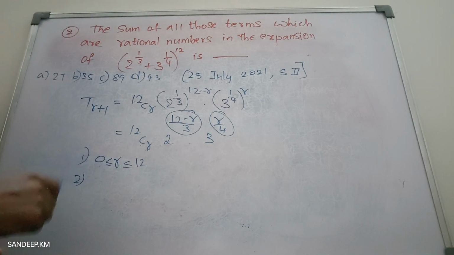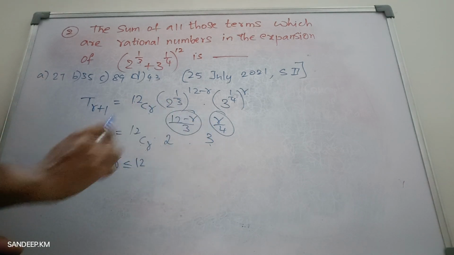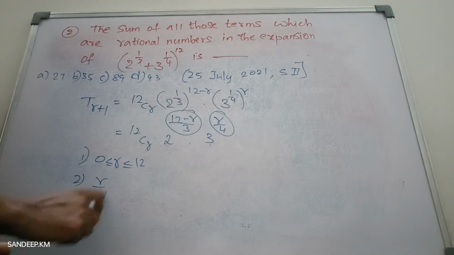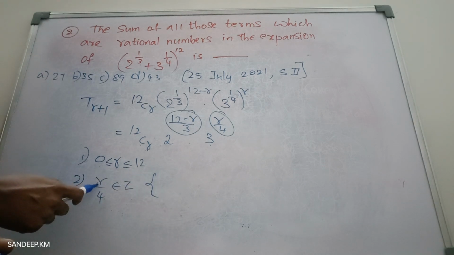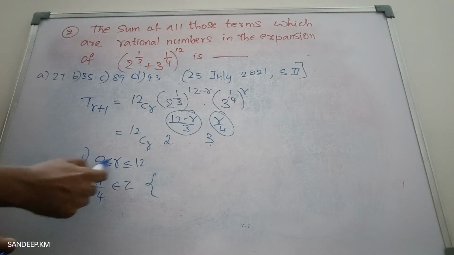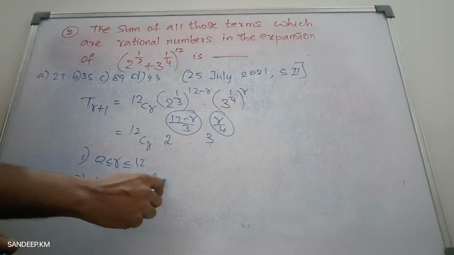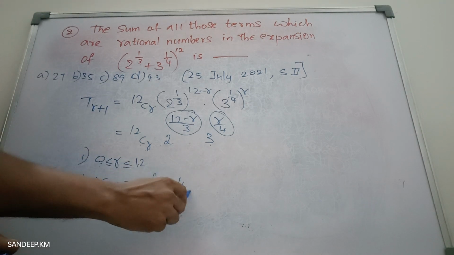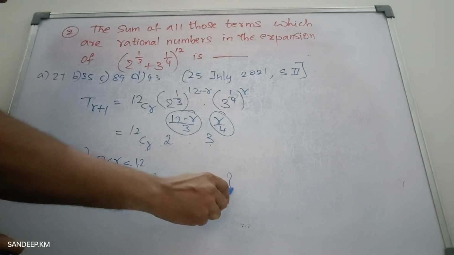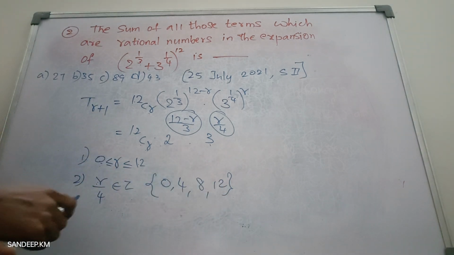Second condition: the power of 3 must be an integer. That means r/4 must be an integer, which means r should be divisible by 4. So r should be a multiple of 4. And what are the multiples of 4 from 0 to 12? 0, 4, 8, 12. So only 4 values of r are divisible by 4.